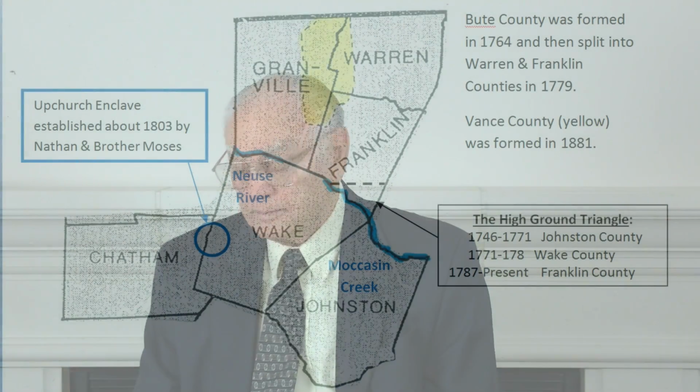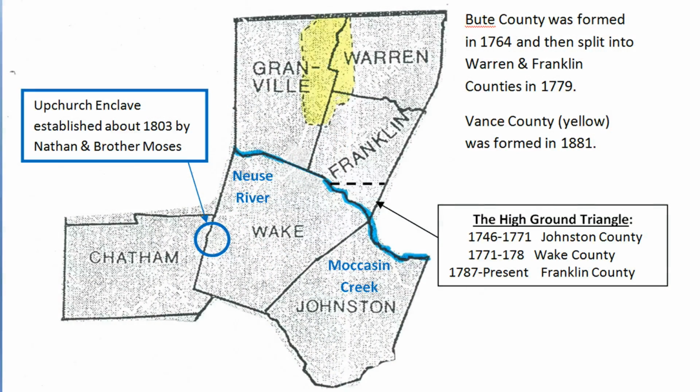Now, we come to the point at which Nathan is going to leave the Moccasin Creek enclave. And we turn again to our map that we had shown earlier. This time we have a blue arrow over on the enclave on the Chatham and Wake border. Now the fact is that not only did Nathan leave, but his brother Moses left.